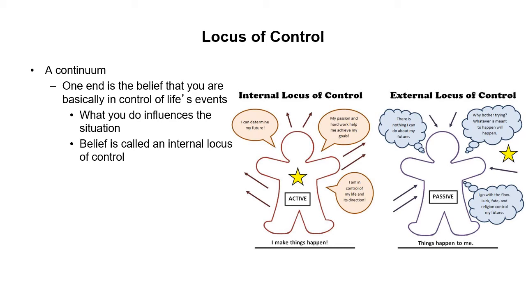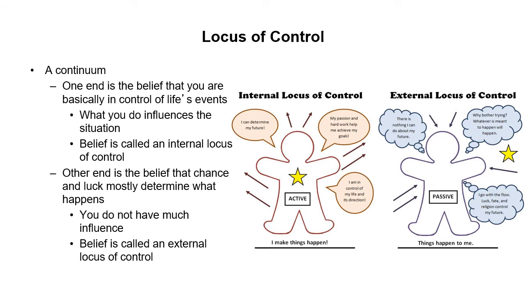The external locus of control is where you feel that there's really nothing that you can do. You don't have much influence. Your life is out of your control. Internal is active. External is passive. The thing here, though, is that if we have an internal locus of control, we tend to deal with stress better. Whereas with an external locus of control, we tend to have more difficulty dealing with stress.